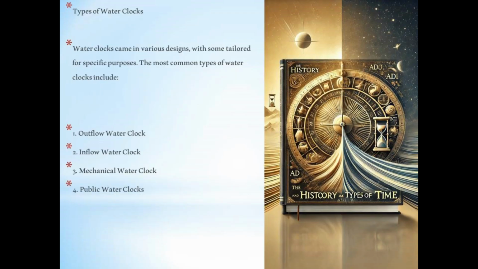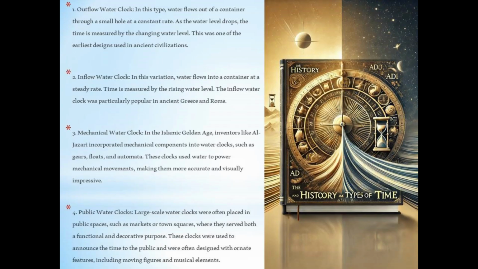Types of water clocks. Water clocks came in various designs, with some tailored for specific purposes. The most common types of water clocks include outflow water clock, inflow water clock, mechanical water clock, and public water clocks. Number 1. Outflow water clock. In this type, water flows out of a container through a small hole at a constant rate. As the water level drops, the time is measured by the changing water level. This was one of the earliest designs used in ancient civilizations.